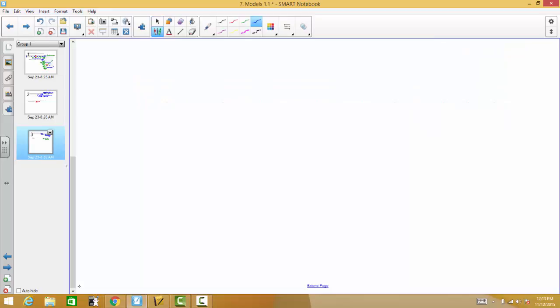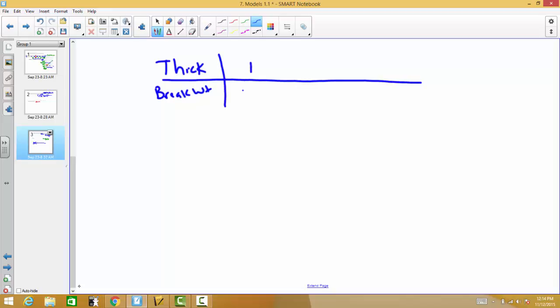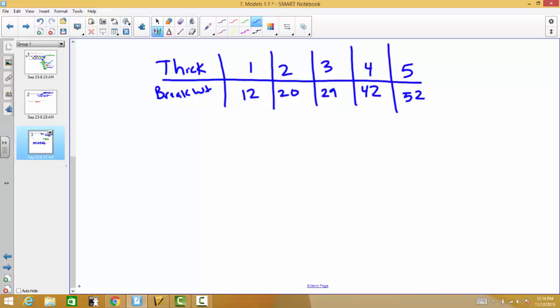Okay, so we're going to make a table, and it's going to say thickness. That's the thickness of the paper, and then breaking weight. So 1 layer was 12 pennies, 2 layers is 20 pennies, 3 layers is 29 pennies, 4 layers is 42 pennies, 5 layers is 52 pennies, and 6 layers is 61 pennies.